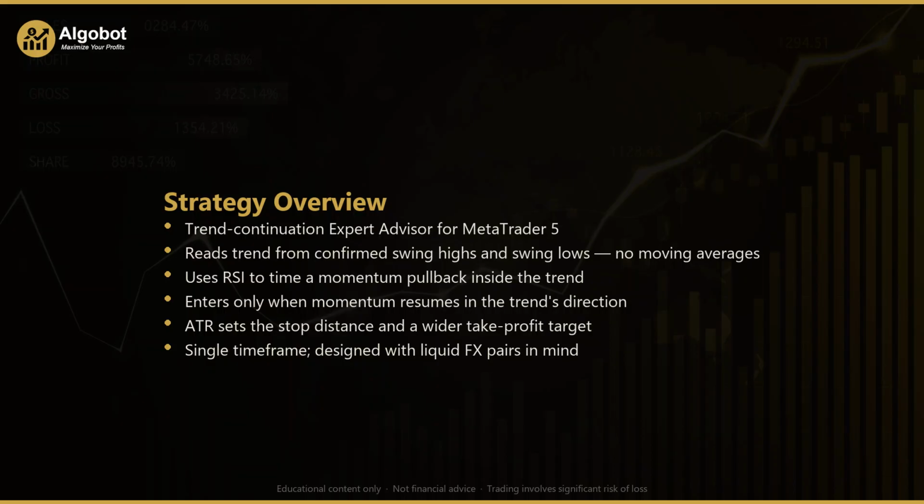Risk framing comes from the average true range, or ATR, which measures recent volatility. The strategy uses ATR to place a stop loss and a wider take profit, so the intended reward is larger than the intended risk on each idea.